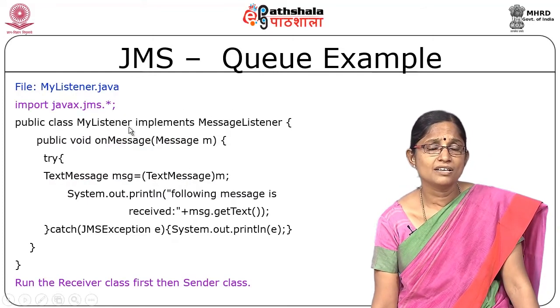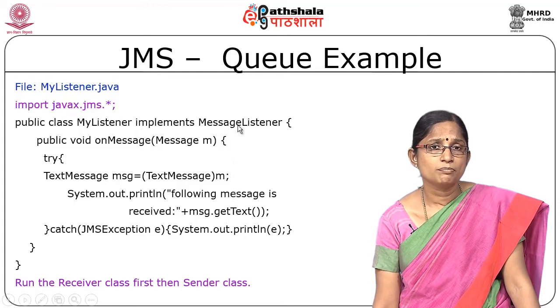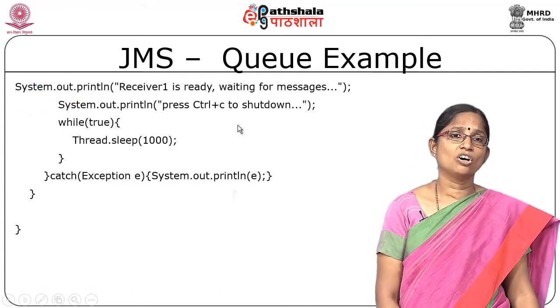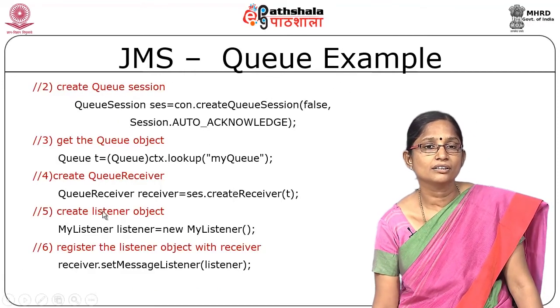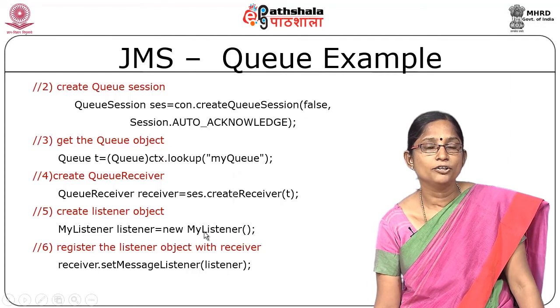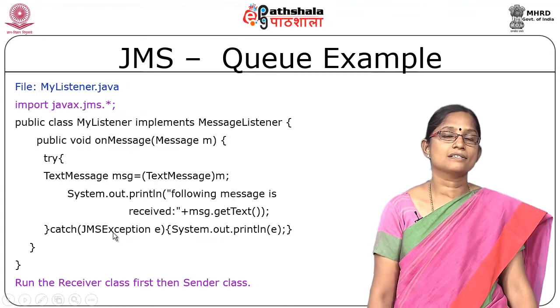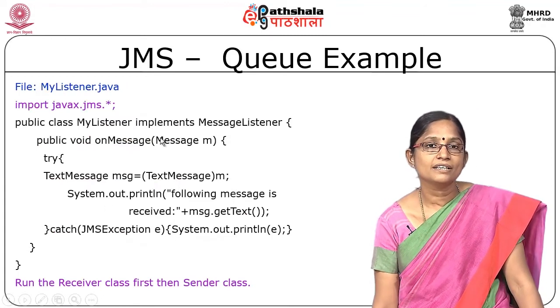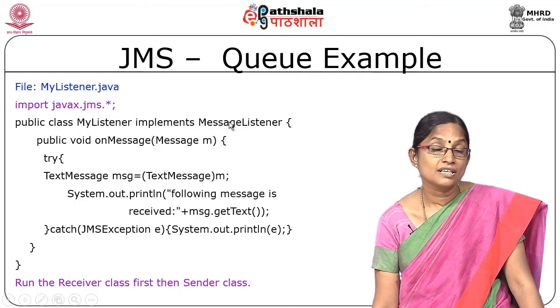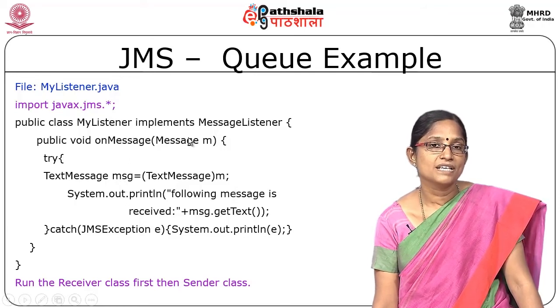That is public class MyListener implements MessageListener. This is the object we have created here: MyListener listener = new MyListener(). So we are going through the implementation of the MyListener class. This implements MessageListener. The MessageListener interface consists of a method called onMessage. So that onMessage has to be implemented here: public void onMessage(Message m).